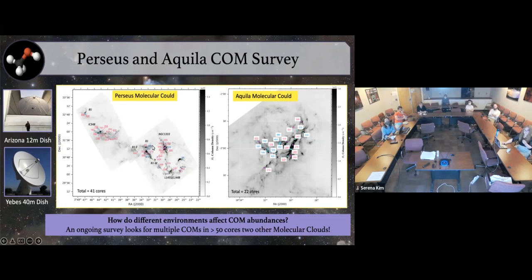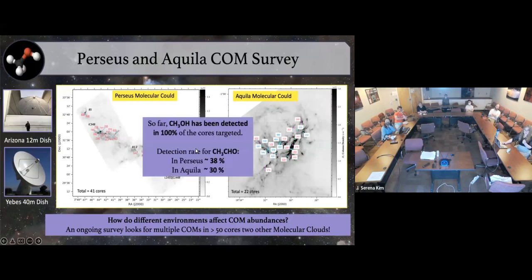There's a few in blue that have yet to be observed, similar for the Aquila Molecular Cloud. And already we have detected methanol in 100% of the cores. And then we also searched for acetaldehyde in Perseus. We have a detection rate of 38% and Aquila 30%.